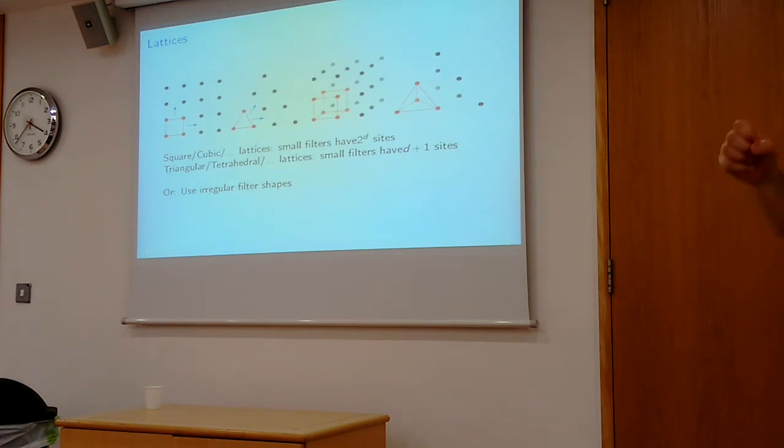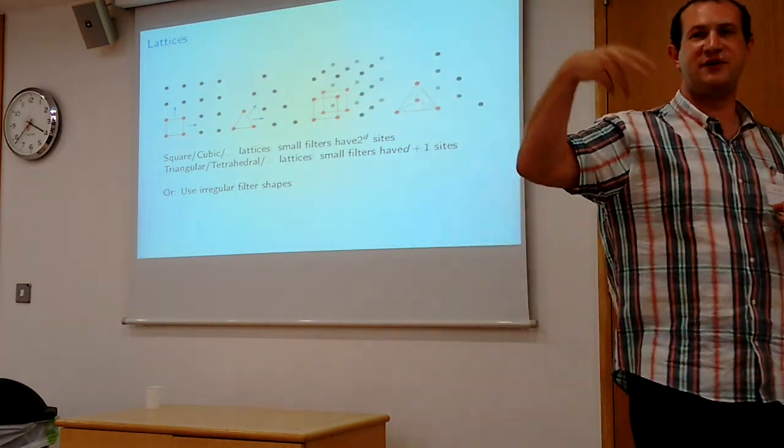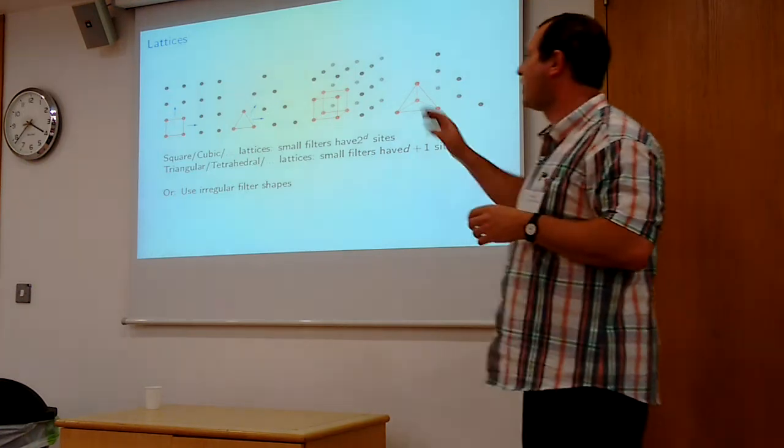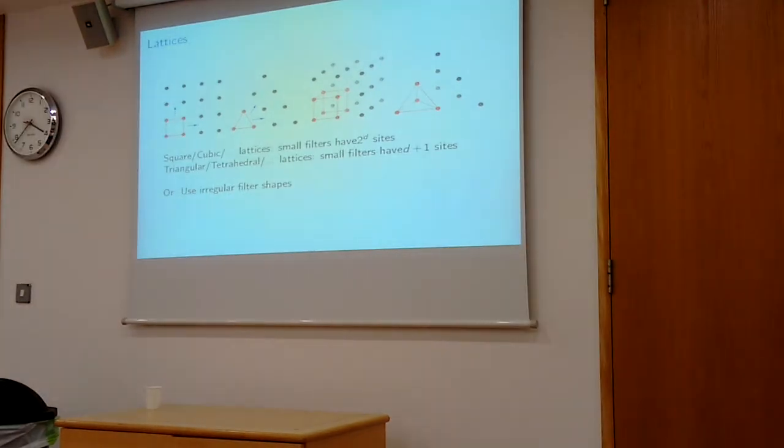per filter. Whereas if you go to 3 dimensions, then you need to double the number of sites to 8, and if you went to 4 dimensions, you'd have to double again to 16. So the number of sites per filter would be 2 to the d, which is growing very quickly. Whereas if you go to maybe a triangular or tetrahedral or hypertetrahedral lattice, then you can have just d plus 1 sites per filter, so you can go to higher dimensions without having to deal with absolutely massive filters.